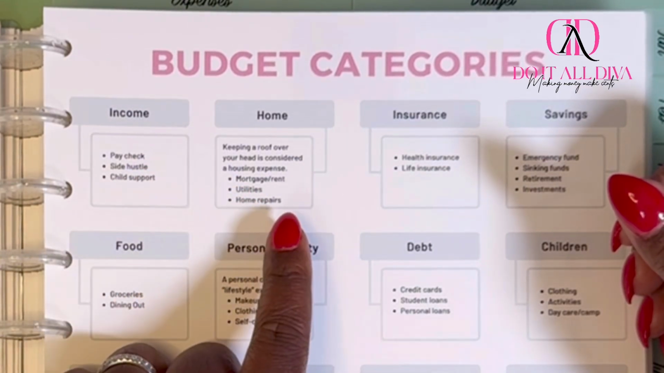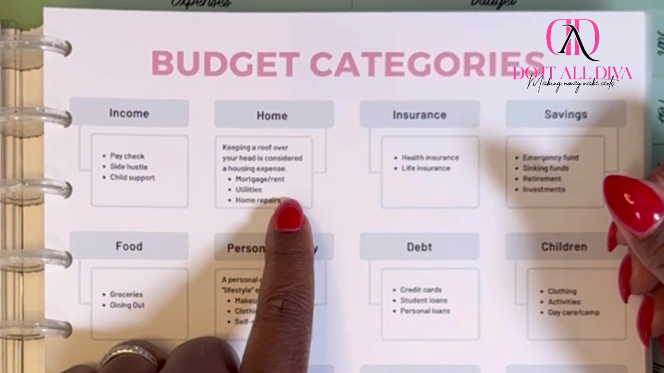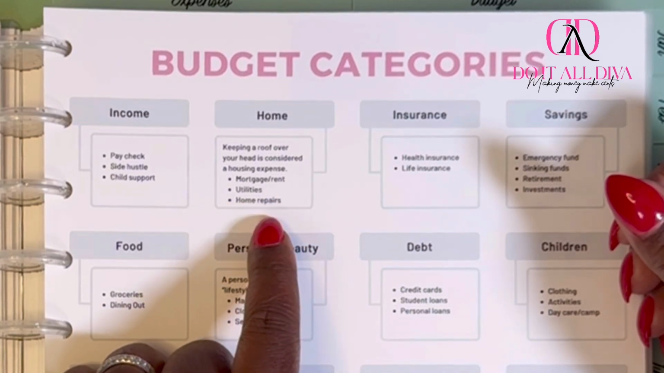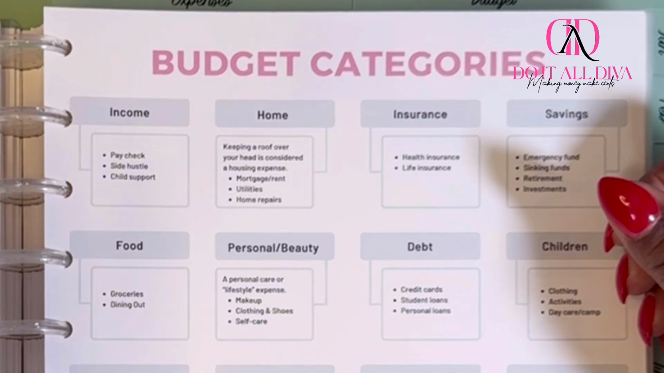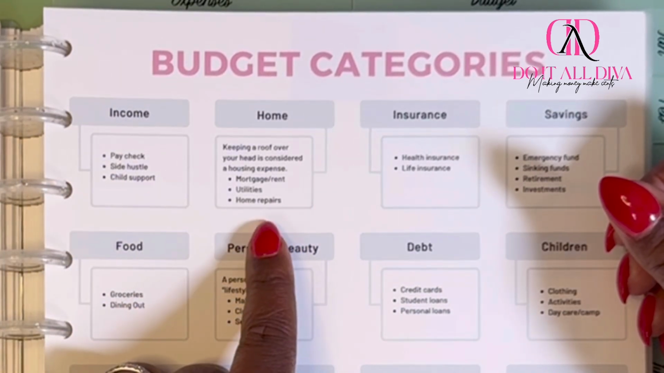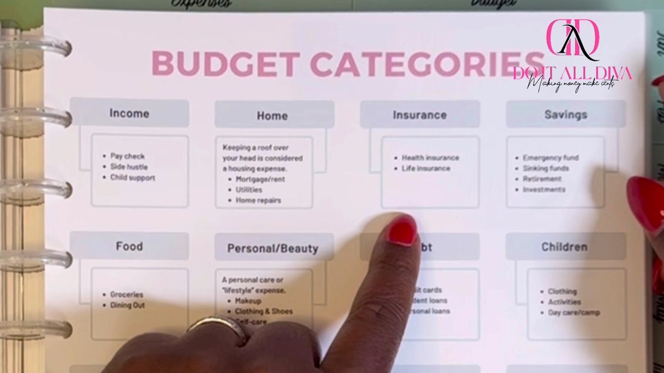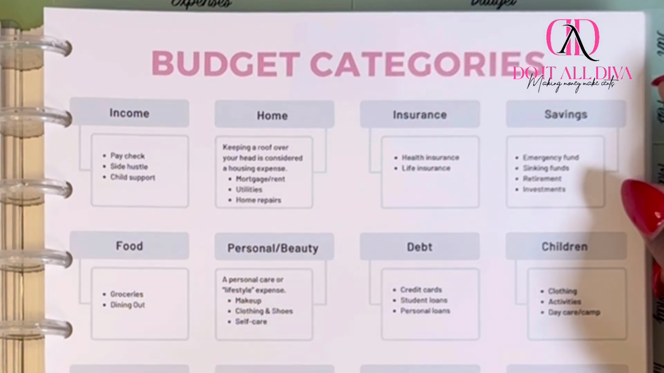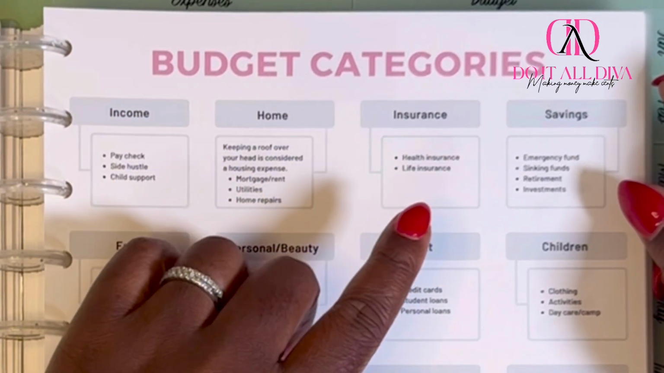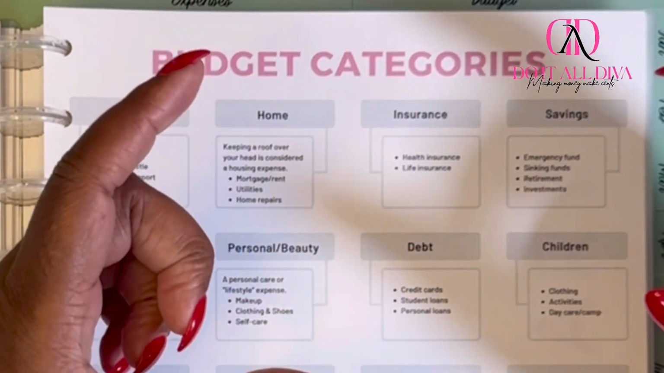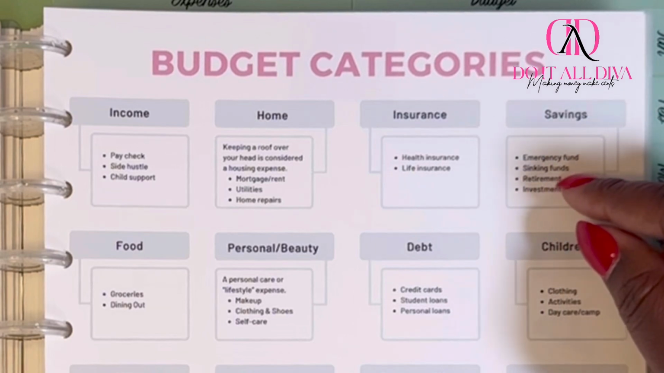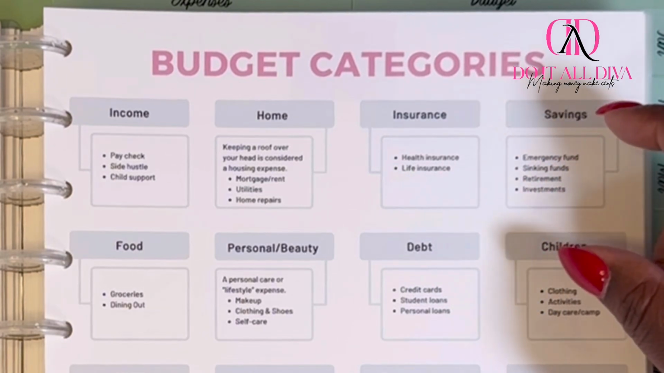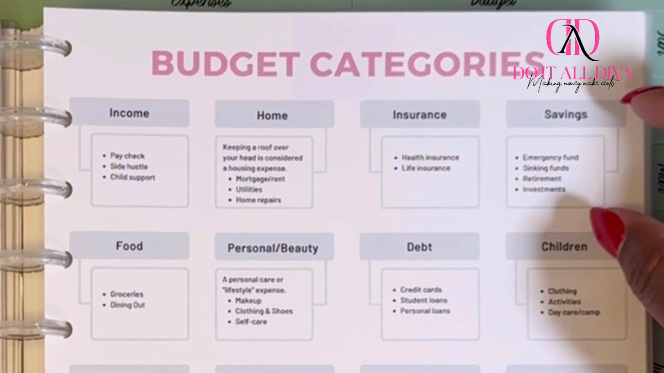Under your home category, we have mortgage or rent, your utilities, home repairs, anything that has to do with your house and keeping the lights on and keeping the roof over your head. Next is insurance. Can be health insurance, life insurance, dental insurance. Any kind of insurance you have will be in its own bucket of money. Next is savings: emergency funds, sinking funds, retirement, investing. Anything that you're literally saving for will go in your savings budget category.